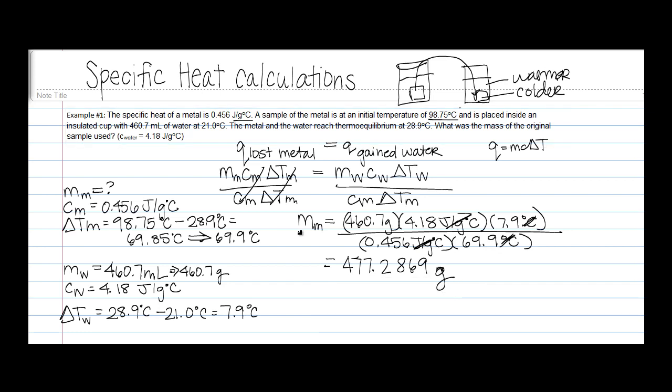Now, I'm going to go through and figure out my significant figures. So here I had 4. These specific heat values don't count. Here I only had 2. So this number right here is going to be the one that dictates how many significant figures I have. So always go back and check your change in temperatures, because that's where you're probably going to drop down a significant figure. And then this one has 3, so I need 2 significant figures. So my answer is 480 grams.